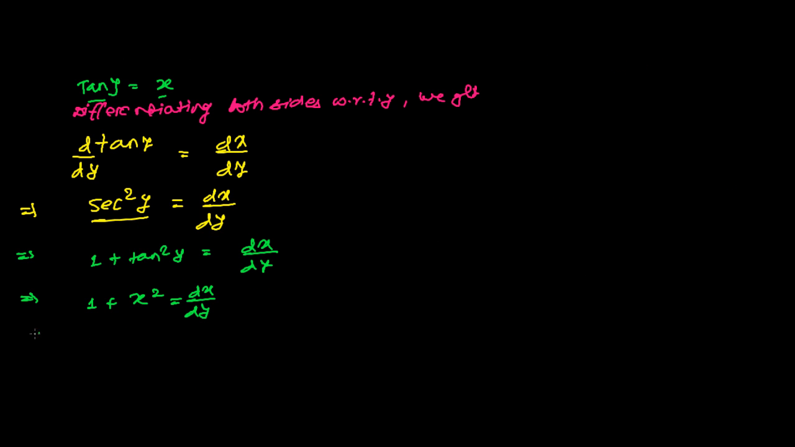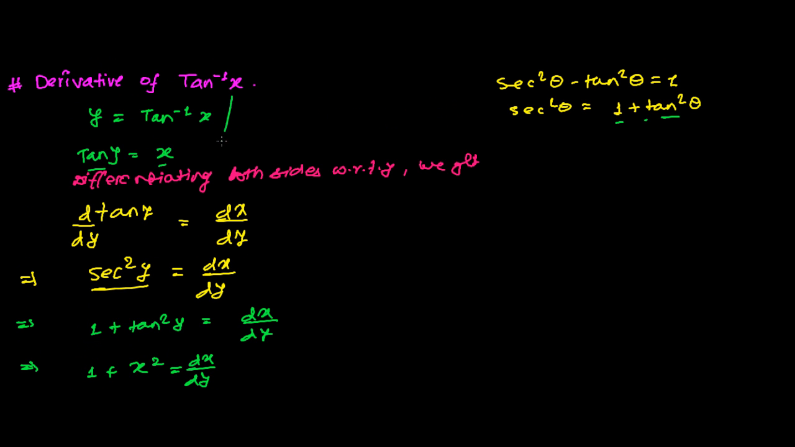Further, if we rearrange or take the reciprocal, we get dy over dx equals 1 over 1 plus x square. So finally, the derivative of tan inverse x is equal to 1 over 1 plus x square. Here I can conclude that the derivative of tan inverse of an angle, like x, is 1 over 1 plus angle square. Here x is the angle, that's why x square.